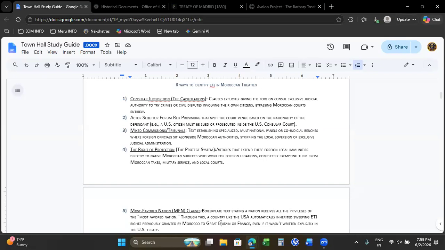5. Most favored nation clauses: boilerplate text stating a nation receives all the privileges of the most favored nation. Through this, a country like the USA automatically inherited sweeping ETJ rights previously granted by Morocco to Great Britain or France, even if it wasn't written explicitly in the US treaty.